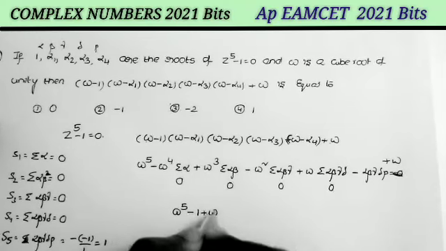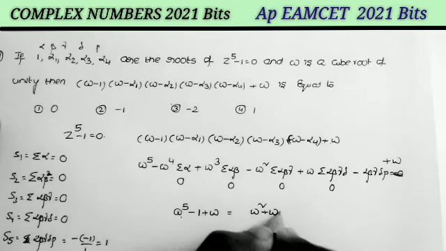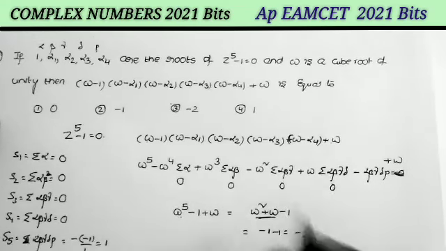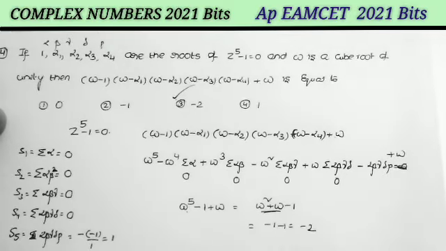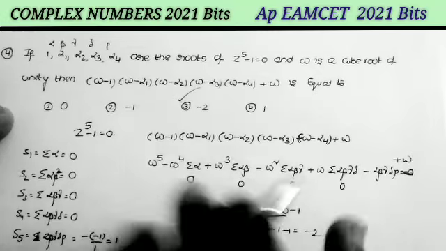1 plus omega. But what is omega power 5? That is omega square. Omega square plus 1 minus omega. Already we know that this is minus 1. So minus 1 minus 1 is equal to minus 2. That's all, this is the answer. Very easy question. Simply applying the theory of equations concept here to get the required answer.